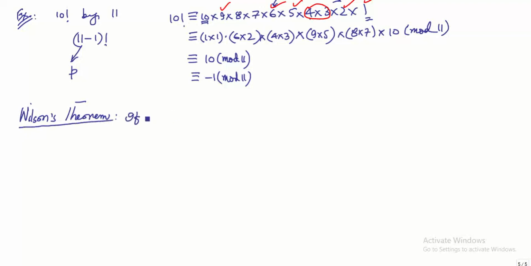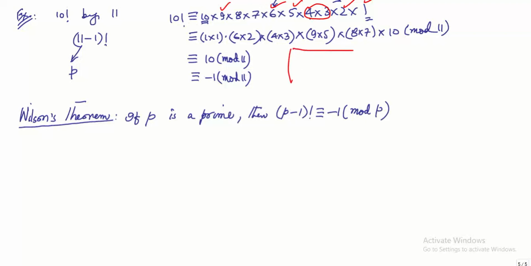The statement is, if P is a prime, then P minus 1 factorial is congruent to -1 modulo P. Okay, so look at the example which is given here: P is 11, and 10 factorial means 11 minus 1 factorial. So this is just equal to -1 modulo 11. By using the statement of Wilson's theorem, you can solve this type of problem in just one step.